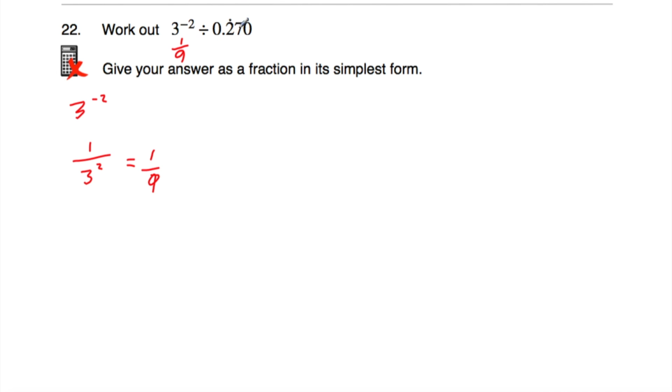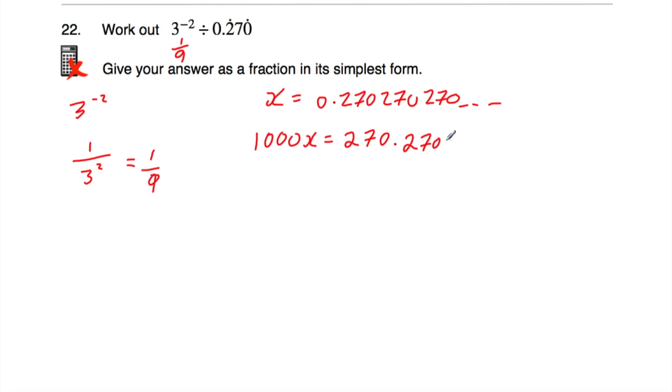So let's change this into a fraction as well. Let this be equal to x. So x is equal to 0.270, 270, 270 and so on. Now we want the recurring bit after the decimal point, and we've got one number with that 270 after the decimal point. So now let's times this by 1,000. So 1,000x would be equal to 270.270, 270, 270 and so on. That's great, we've now got two numbers with 270, 270, 270 after the decimal point. So let's write the x beneath it.